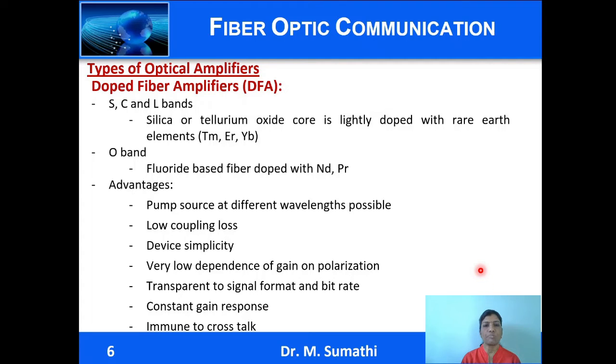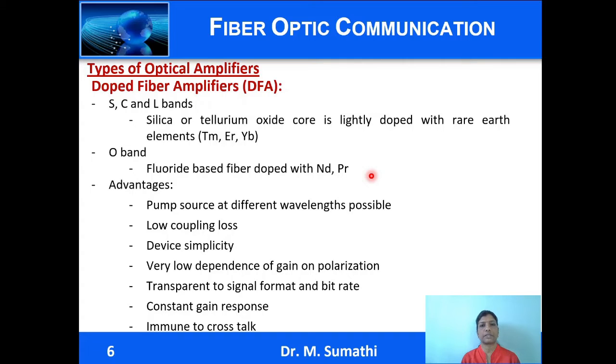Next is the doped fiber amplifier, and in this, the erbium doped fiber amplifier is very popular. In a doped fiber amplifier, the fiber material itself is doped with another element to make it function as an amplifier. So for operation in the SCL bands, silica or tellurium oxide is very lightly doped with rare earth elements such as thulium or erbium or ytterbium. And for O-band operation, fluoride based fiber is doped with materials such as neodymium or praseodymium.